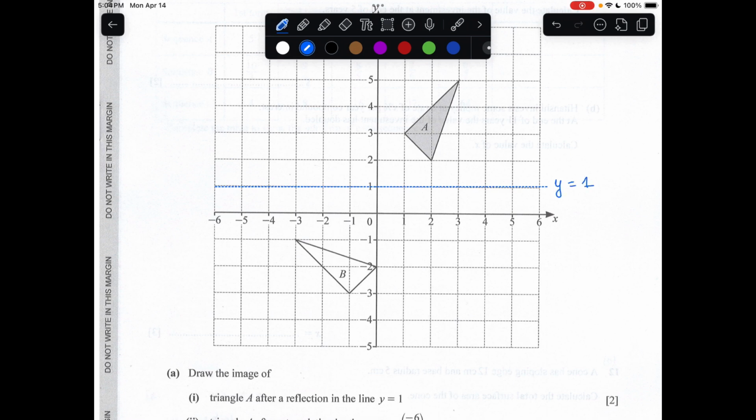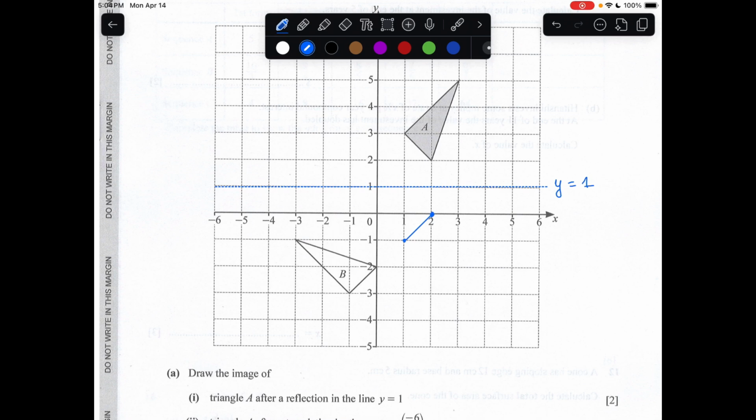Now we need to reflect triangle A across the line y equals 1. So you need to identify the distance of triangle A from the line. We can see that this point is 1 unit away. So again, from the mirror line, you will make a point over here. Likewise, notice how far each point is from the mirror line. So the next point is going to be over here. Connect it with a ruler.